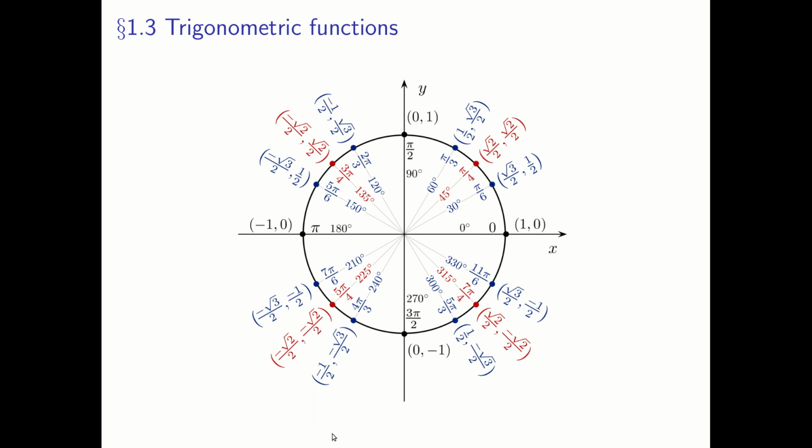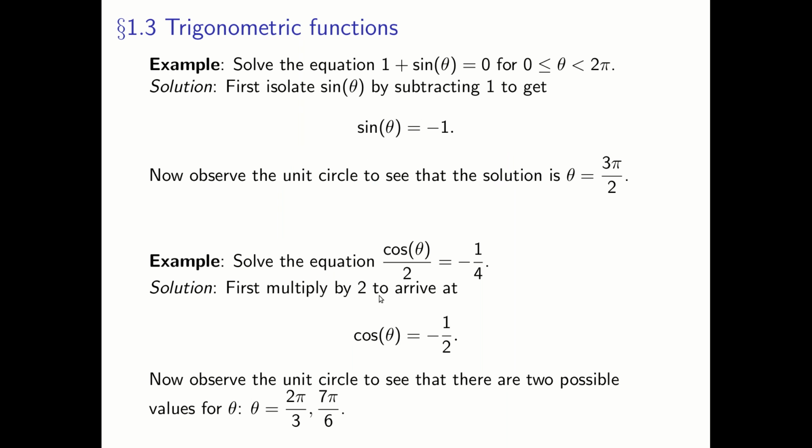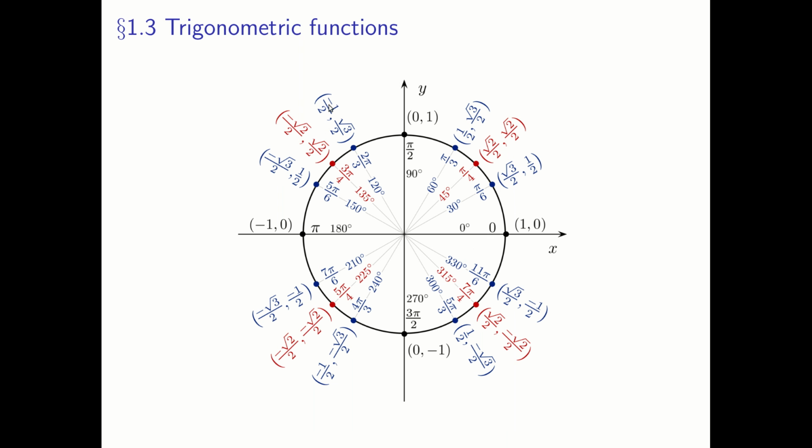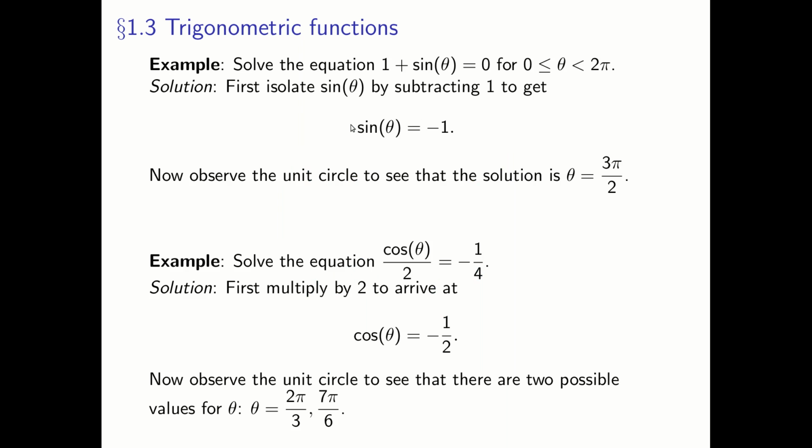I wrote 7 pi over 6. Why is this? See? 7 pi over 6, I was looking at the sine coordinate. So this is a mistake. So it's actually 4 pi over 3 and 2 pi over 3, because we're interested in cosine theta is minus 1/2. That is the x value of the point's minus 1/2. I apologize for that mistake.